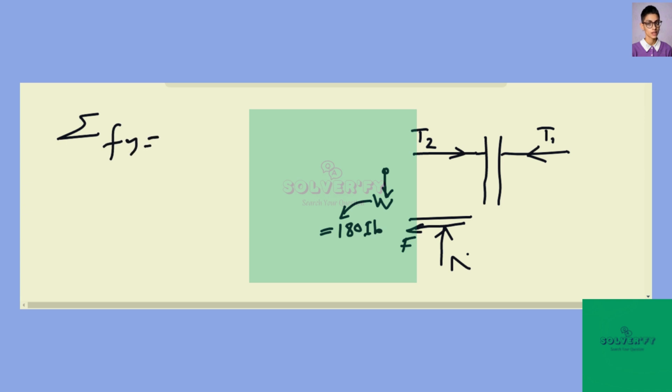Fy equal to 0. You can see that the weight of the man, W, is coming down, so it's minus W, plus the normal reaction going up, plus N. So when you do that, you're going to have N equal to W. Therefore, since we know that W is 180 lb, N is equal to 180 lb. But we can apply this relation.